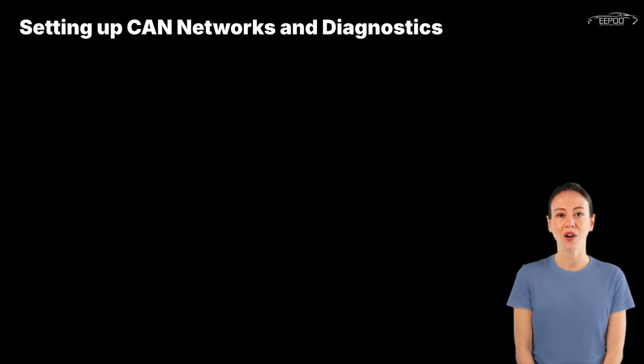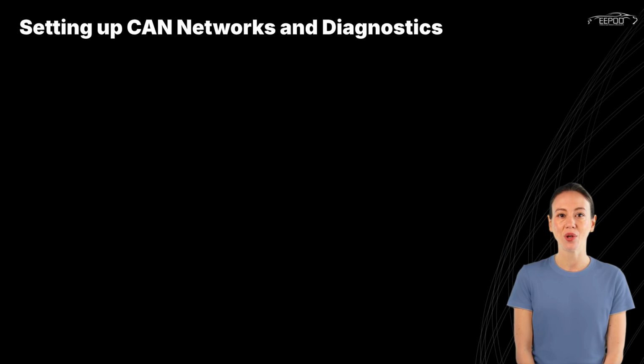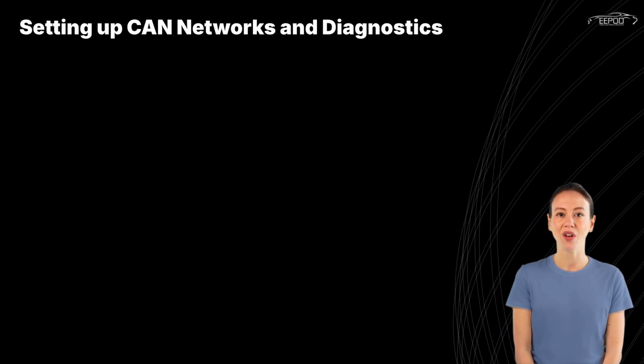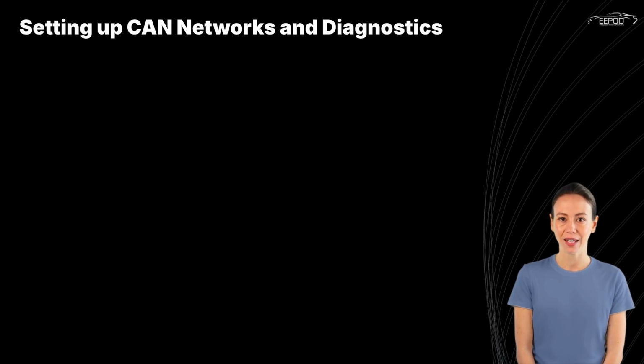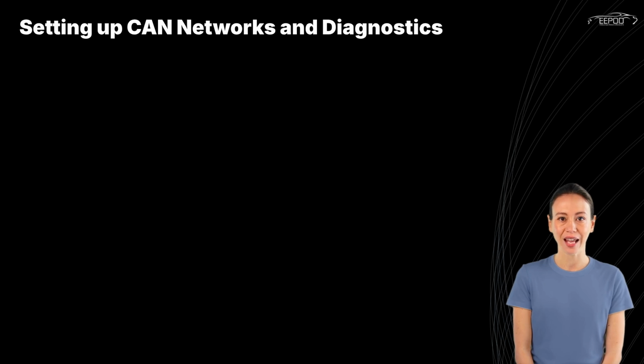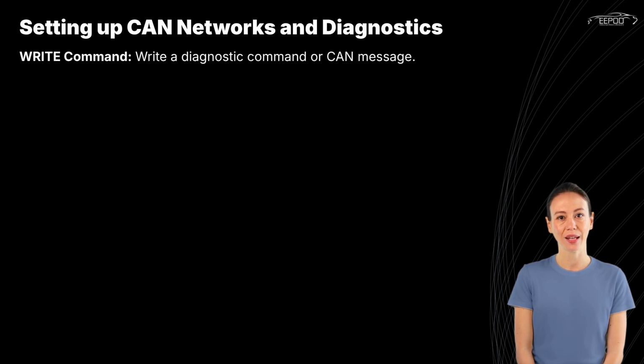Now that we've set up our CAN network and diagnostics session, let's talk about the 3 commands you'll use constantly to actually communicate with the ECU. These are your go-to commands when you want to send diagnostic messages or CAN messages and work with the ECU's response. First is the write command. The write command is used to send a message. You can use it to send a UDS diagnostic request to an ECU, a raw CAN message, or a USB message. Syntax is write, followed by type, followed by data.